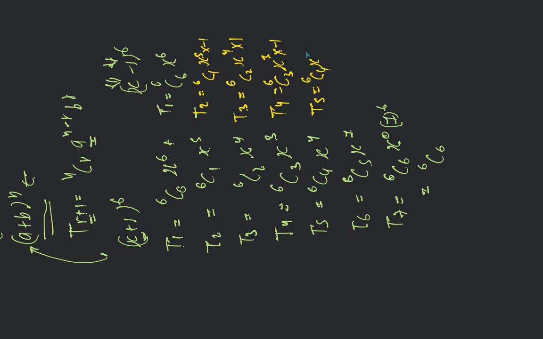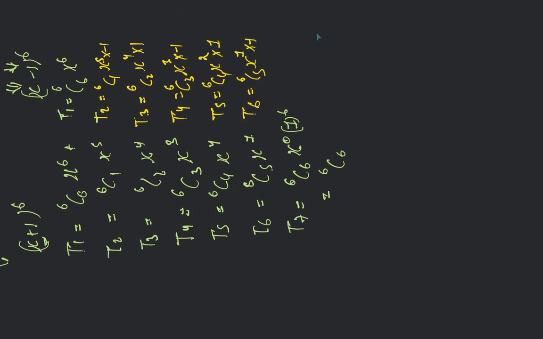So if in place of r we put r is equal to 4, we get 6C4 into x to the power 2 into minus 1 to the power 4, because here it is b to the power r and r is equal to 4. So again, minus 1 to the power 4 will give us plus 1. Talking about the sixth term, how can we get the sixth term? If in place of r we put r is equal to 5, we get 6C5 into x to the power 6 minus 5, that is 1, and minus 1 to the power 5, that is nothing but minus 1. So this is the sixth term.